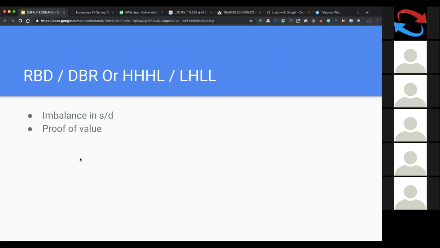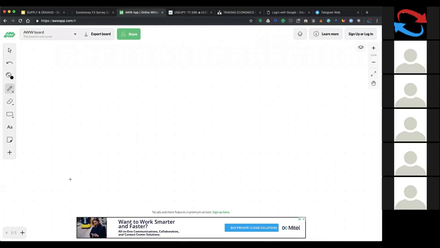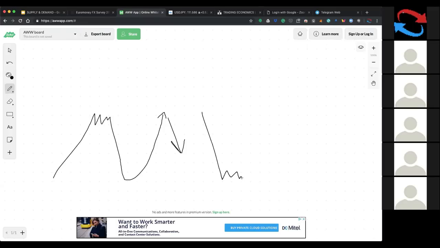Okay, so RBD, DBR, or HHHL, LHLL. When everyone thinks about supply and demand, they think about rally-base-drop, drop-base-rally. That's what pretty much everyone is told. So you've got rally, base, drop, and if price comes back up to this area, that's where you want to be a seller. Then you've got drop, base, rally, and when price comes back down to this area, this is where you're supposed to be a buyer.